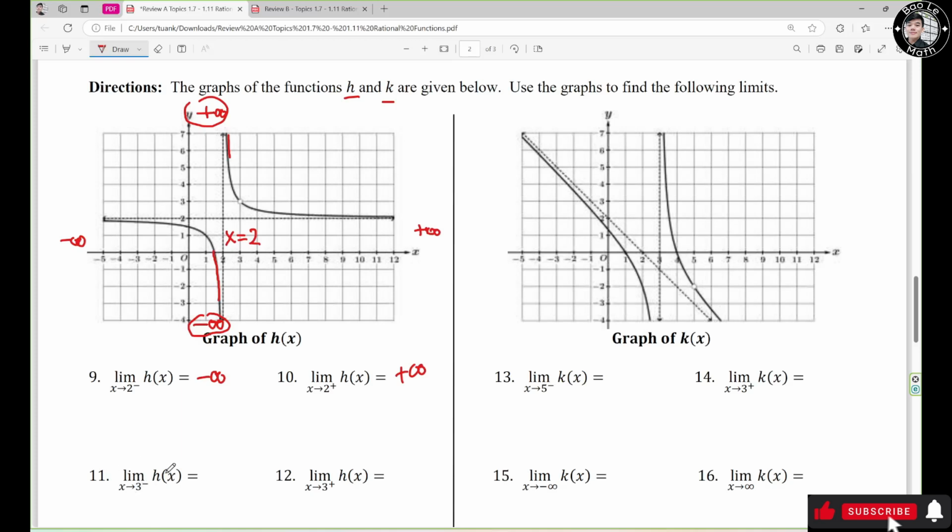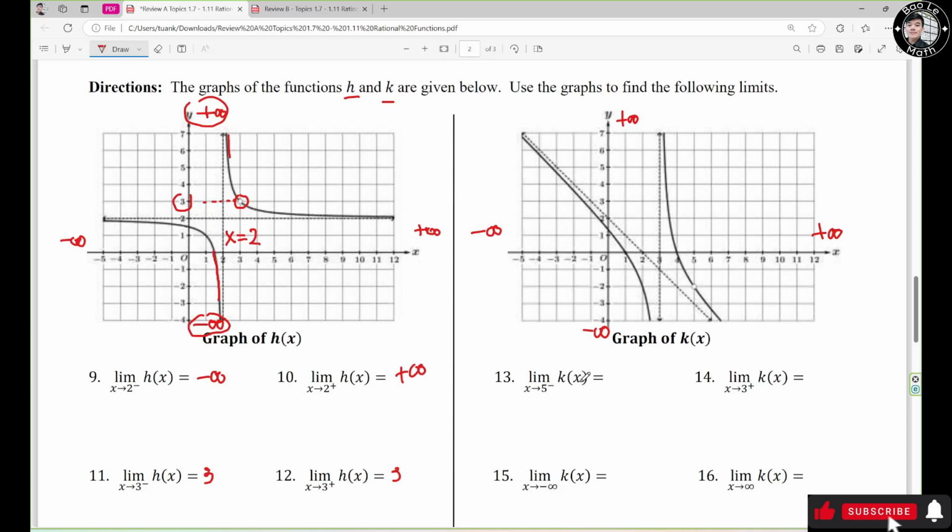Number 11. The limit of the function h of s when s approaches 3 minus, right? 3 minus is right here, where we have the hole. 3 minus means on the left of the hole, so the function approaches 3, because the y value is 3. It's going to be 3. Now the limit of the function h of s when s approaches 3 plus, which is on the right of the hole. It's still 3. Now, number 13, you need to put positive infinity, negative infinity, and negative infinity right here.